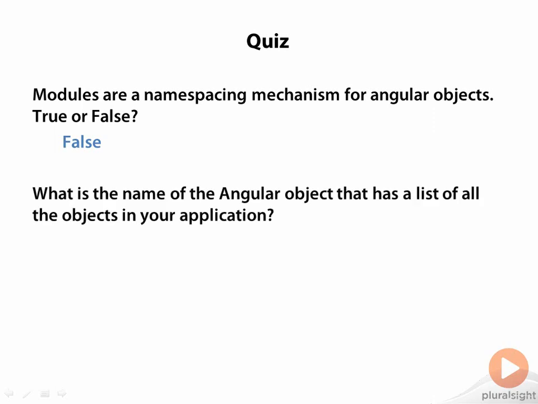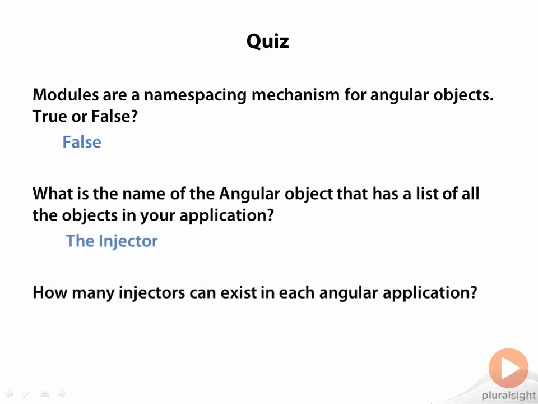What is the name of the Angular object that has a list of all the objects in your application? This is the injector. How many injectors can exist in each Angular application? Only one injector exists in each Angular application.